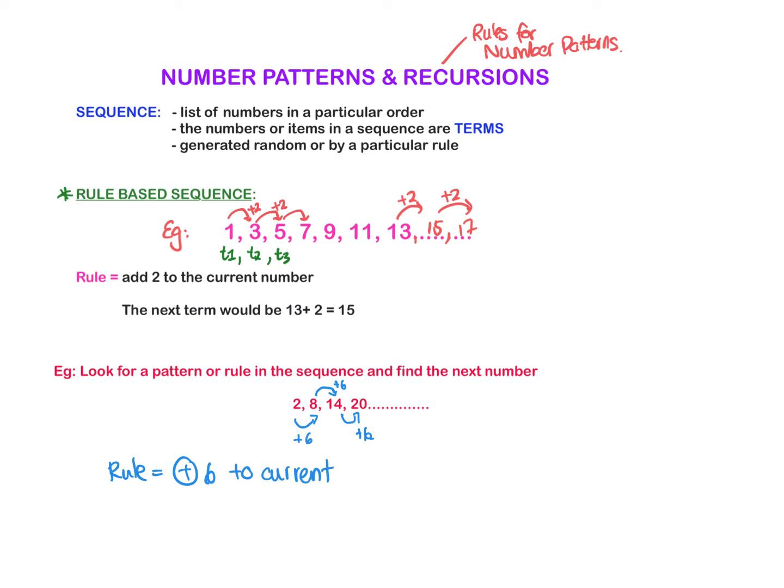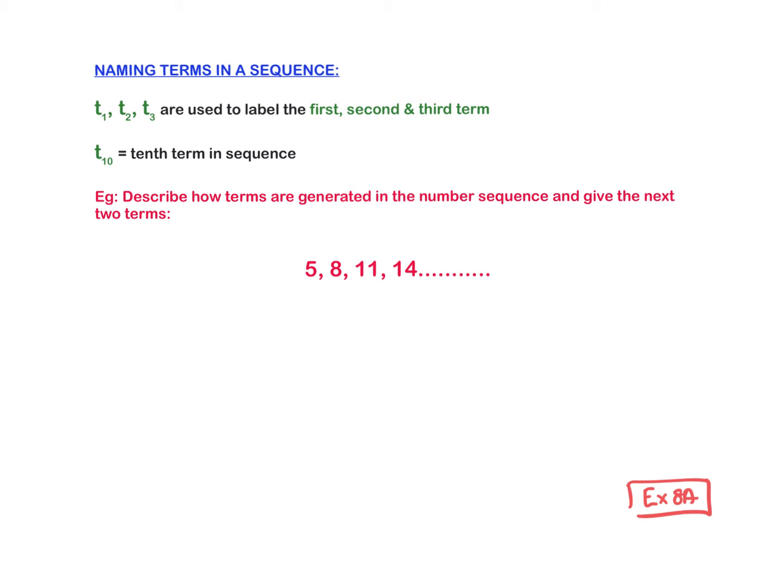Because we're up at 20, what would the next one in the sequence be? 26. Yeah, 26, and then we could add another 6 and it'd be 32 and so on. That's what we're trying to look for at the moment. As we said, they often use the letter T to indicate the term. So T1 means term 1, and down here, this would be term 1.